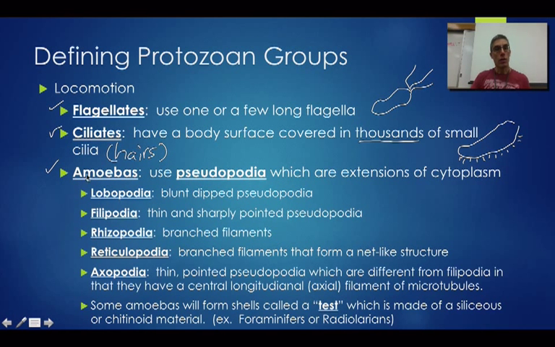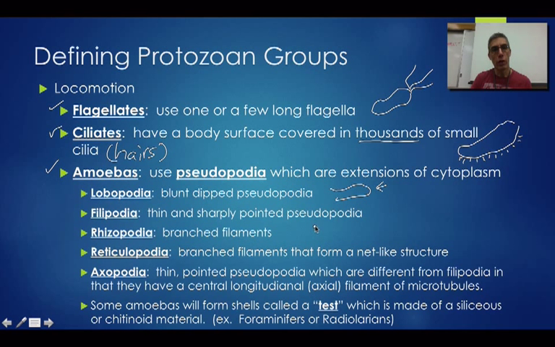Now, the third group are the amoebas, and they use something called pseudopodia. Pseudopodia are basically an extension of cytoplasm. This extension of cytoplasm can come in lots of different forms, and these are the forms I'm expecting you to be familiar with. The first one is the lobopodia. This is a more blunt-tipped pseudopodium, so you would have something that looks somewhat like that, and we have a blunt tip there.